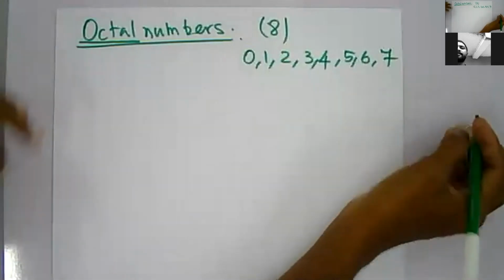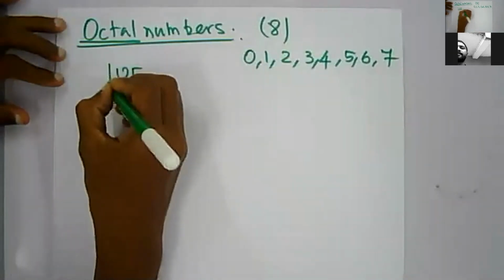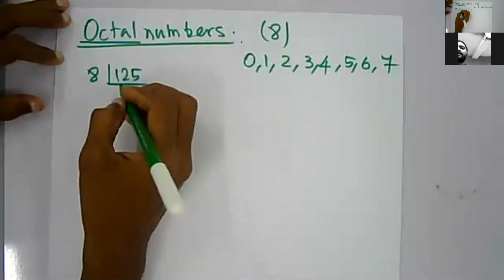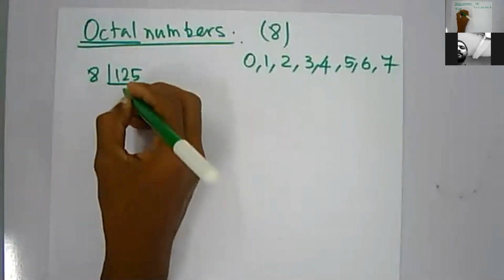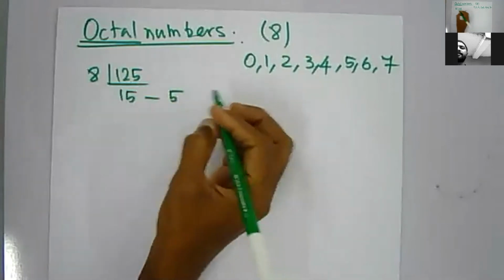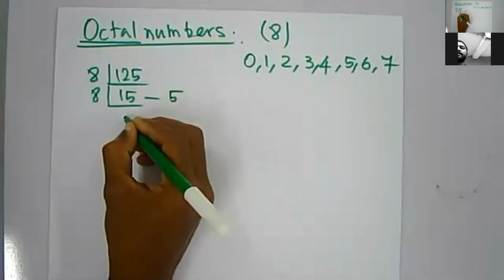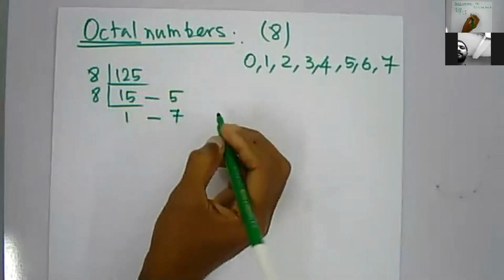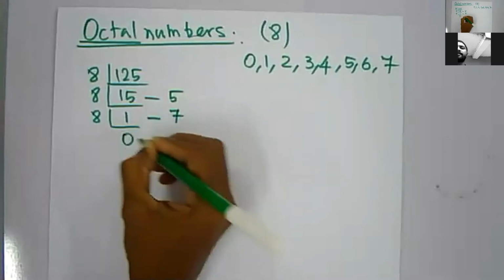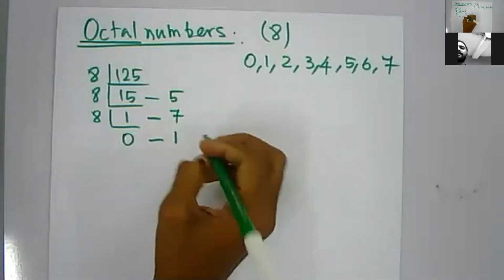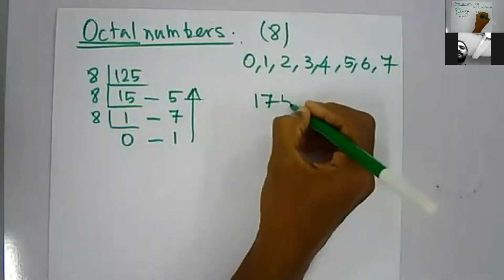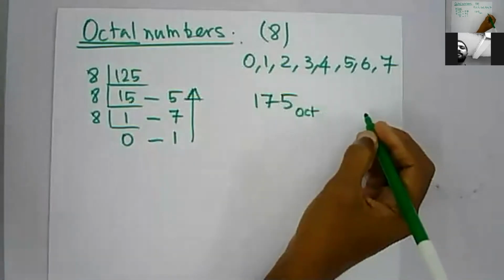For example, if you want to convert 125 into an octal number, you have to do successive division by 8. Right? If you divide 120 by 8, that becomes, what is that, 15, no? 15 into 8 is 120, and then 5 is my remainder. If I divide 15 by 8, then that becomes 1, and 7 is my remainder. If I divide that by 8, then 0 and 1 is my remainder, right? So I have to write it from bottom to top. So the number is 175 OCT, or octal, right?